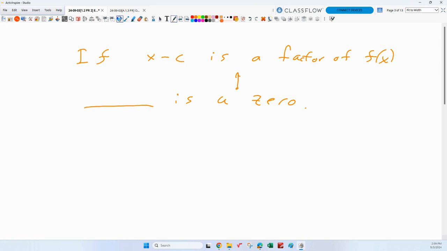If x minus c is a factor, what's the 0 that goes with that? X equals c, right? I can go either way with that. If I start off knowing that x equals c is a 0, then what's the factor that goes with it? X minus c.